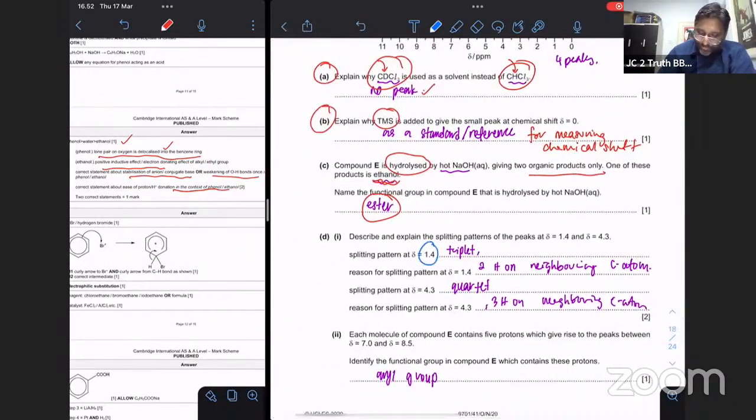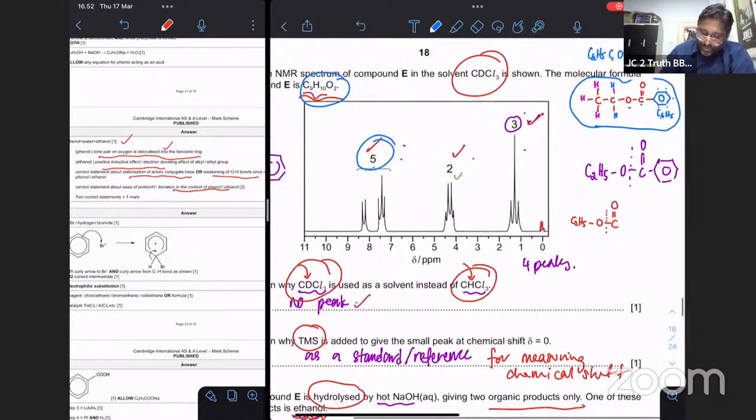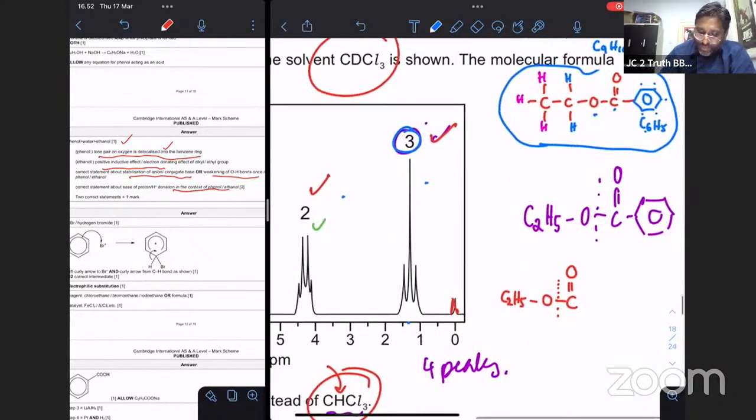They say 1.4. Let's see 1.4. They have 3. Most likely if you have a splitting pattern of 3, it means it's a triplet. So it means the neighboring carbon has 3 hydrogen. So which one is going to be representing this?